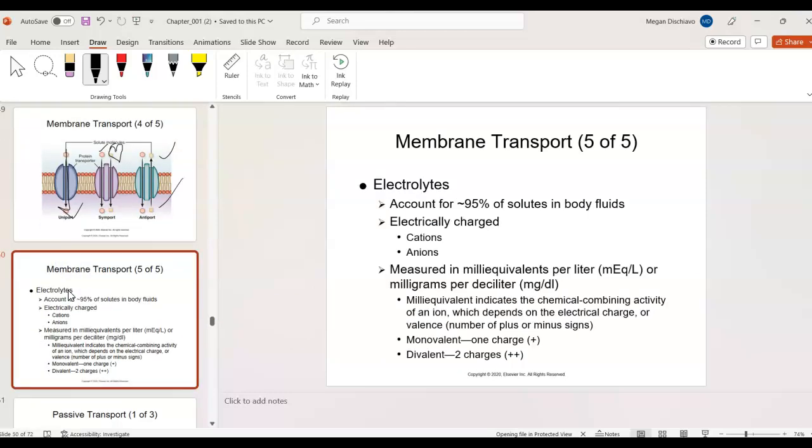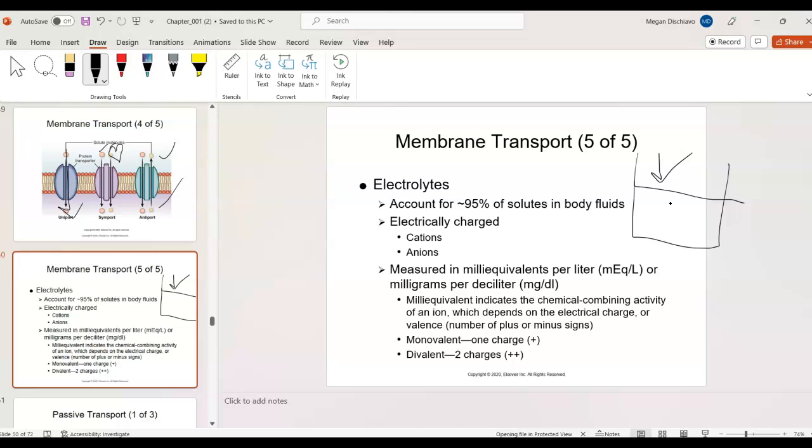Okay. Electrolytes make up about 95% of the solutes in body fluids. If you don't remember, take a salt water solution: the solvent is water and the solute is salt. So the solute is the stuff that's dissolved in the solvent.